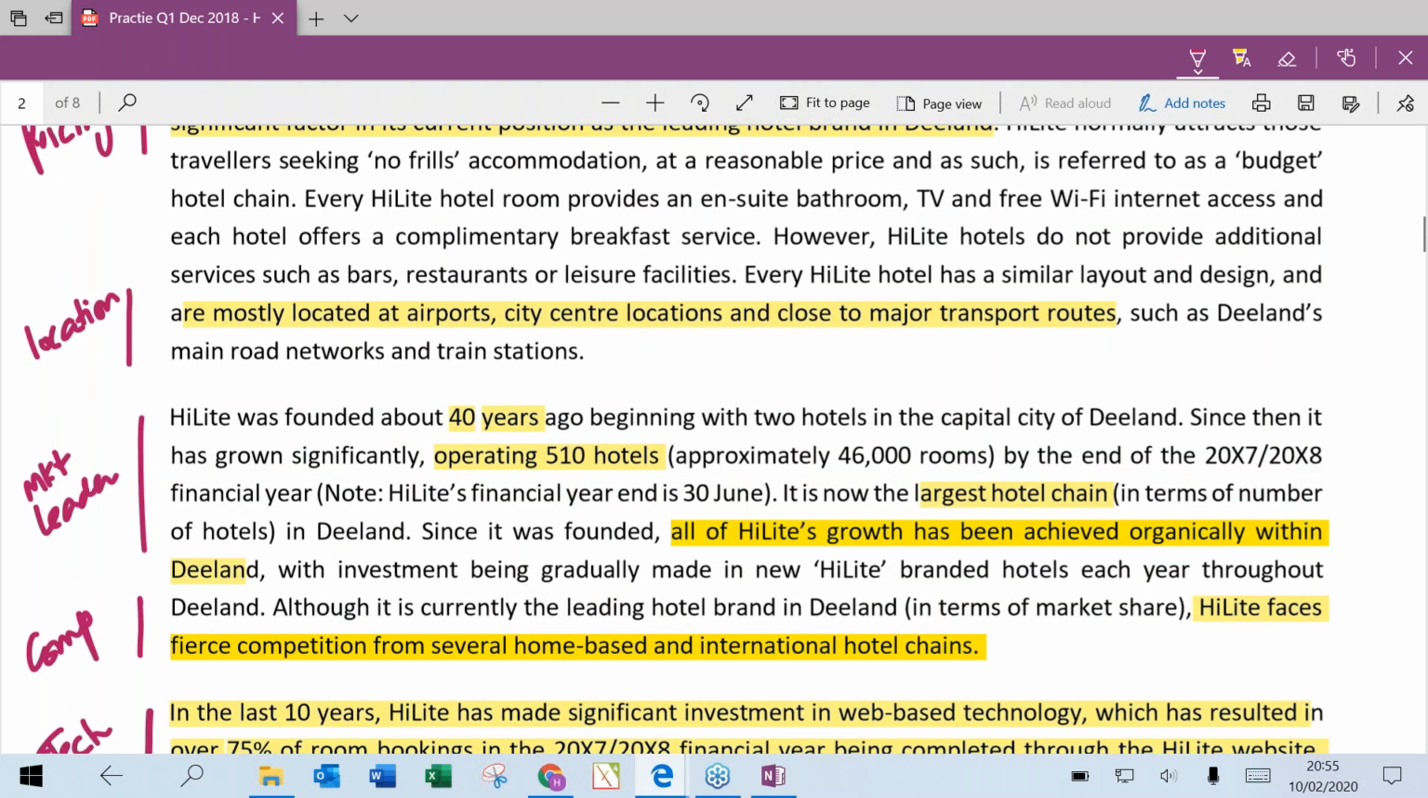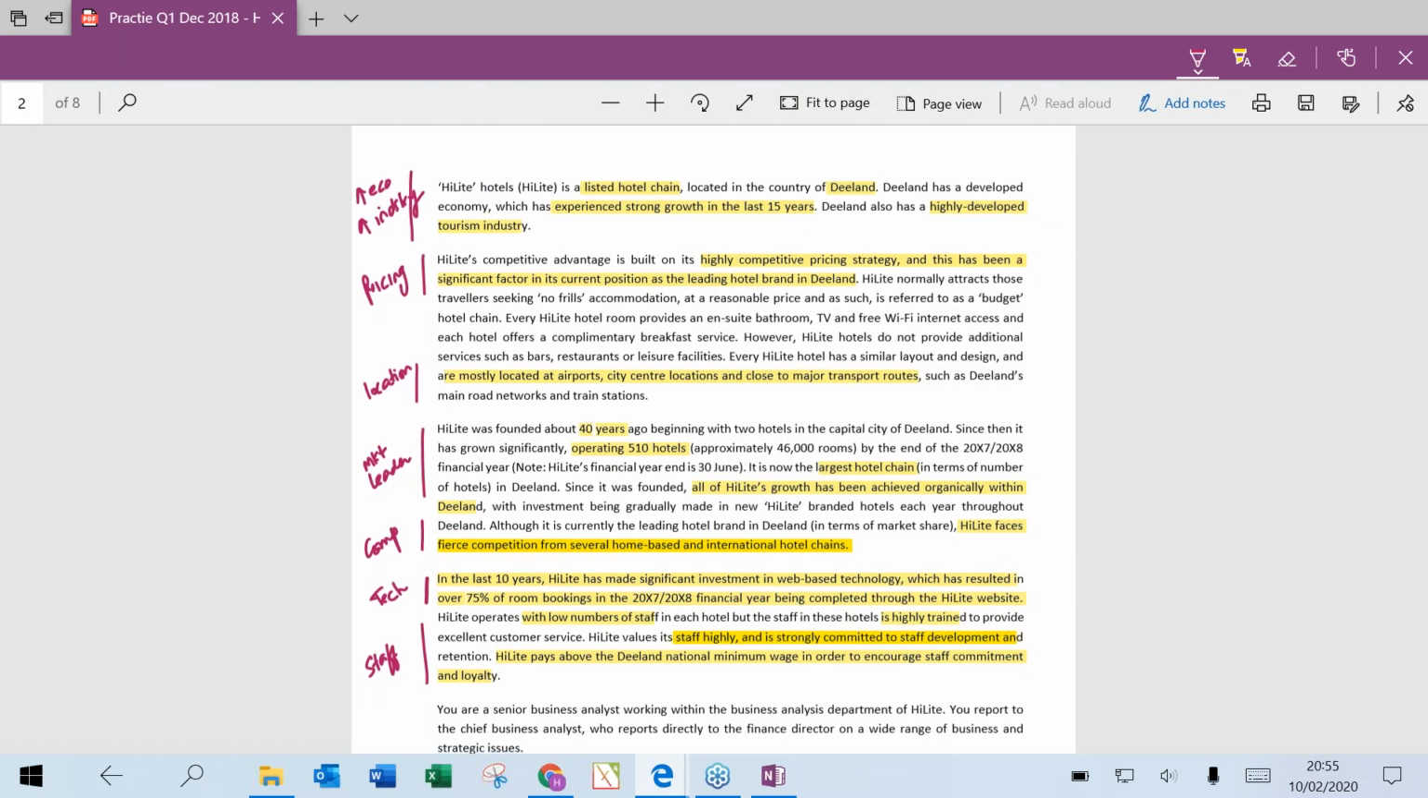You see, it's very very organized on one side. So if I want to search for any information while drafting, if I go to the introduction page, I know there is information on economy, there's information on industry, then pricing, then location, then market leader statistics, then something about competition, then technology, then staffing. Can you see, can you feel the importance of referencing? This little bit of referencing will make your life easy while you are drafting, I swear upon God.